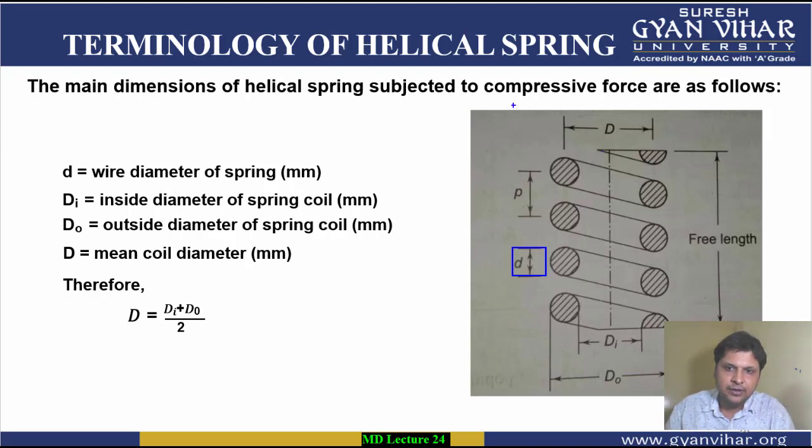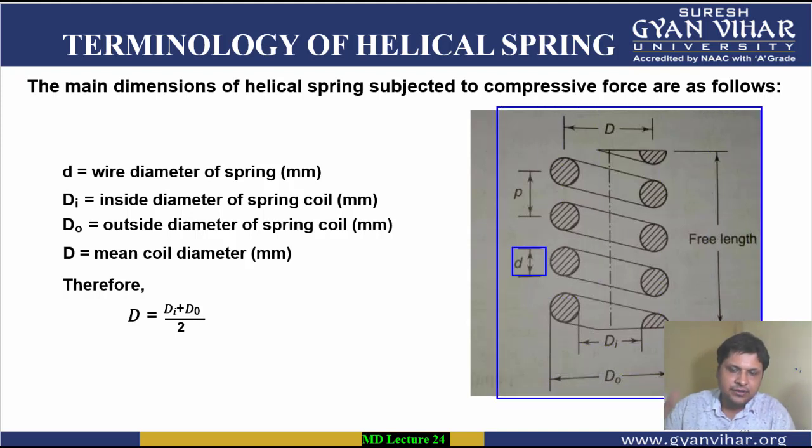As you can see here in the diagram, this is the cut section. This is the sectional view of the spring, in which you can easily see that this particular circle is showing you the wire size, the cross section of the wire which has been used to make the spring. The diameter of this wire is known as the wire diameter, and it is denoted by small d. As you can see here also, we have denoted it by small d.